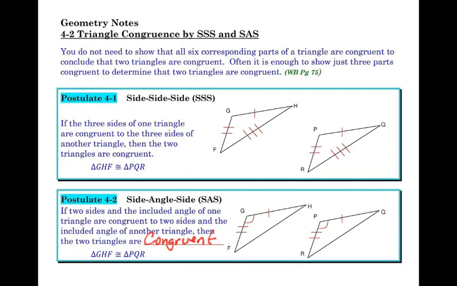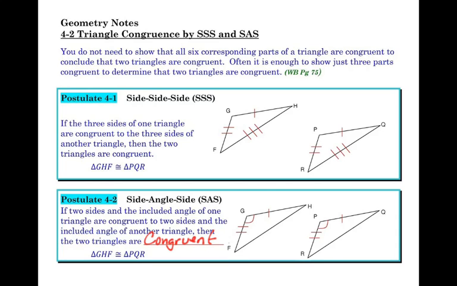Alright, so we've looked at congruent triangles where we have to have all their parts congruent, so all three angles, all three sides. What we're going to look at now is some postulates or shortcuts that allow us to only have three pieces of information and determine if a triangle is congruent.